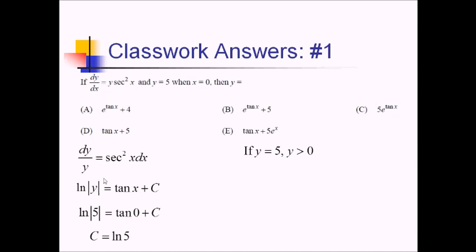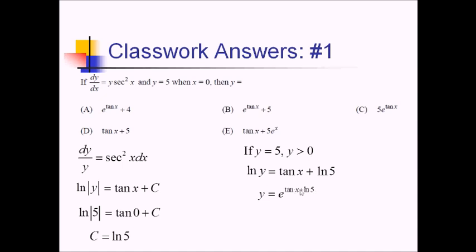So I'm going to write then just ln of y equals tan of x plus ln of 5. And now I just have to isolate y. I can do that by raising e to both sides here. So that's going to be y equals e to the tan of x plus ln of 5, all of that in the exponent. And you'll notice that doesn't match any of the answer choices.